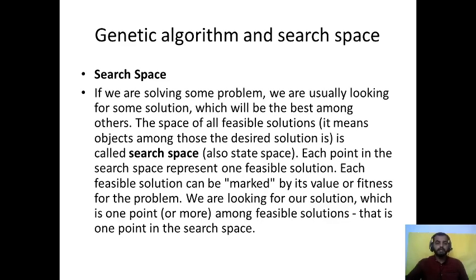Now each point in the search space represents one feasible solution. Each feasible solution can be marked by its value of fitness for the problem. We are looking for our solution, which is one point or more among the feasible solutions, that is, one point in the search space. That is what we call a point in the search space.